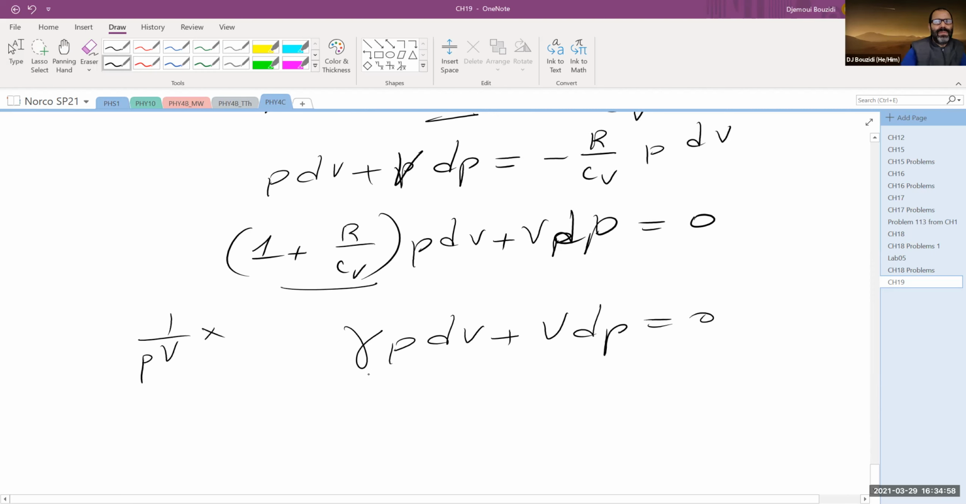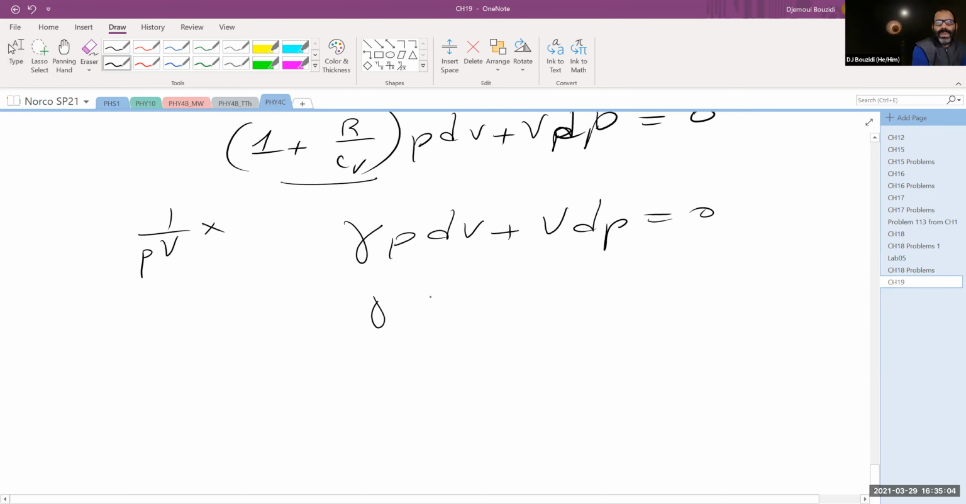So multiply everywhere by PV. The P cancels the P in here, and I will be left with dV over V. So it's going to be gamma dV over V plus, V cancels the V, and in the second one I will be left with dP over P is equal to 0.